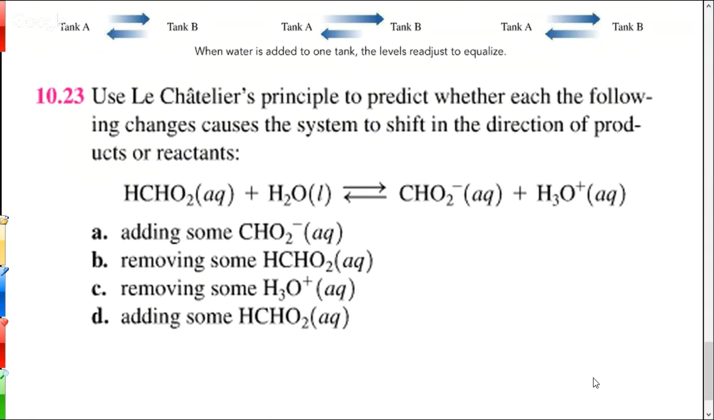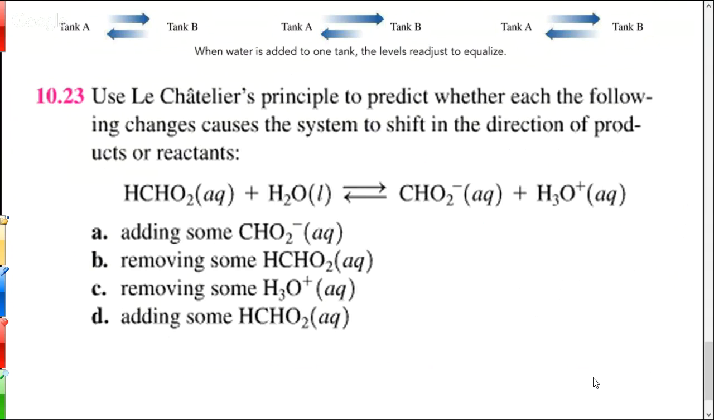It's an acid-base reaction. So what happens is the reaction going to shift more toward the reactants or more toward the products when each of these things happen? So first, if we add some CHO2 minus, which direction is that reaction going to get pushed? We'll just say left or right.